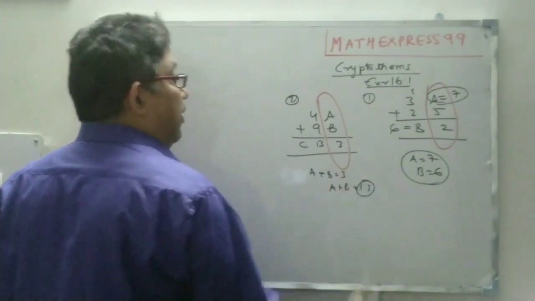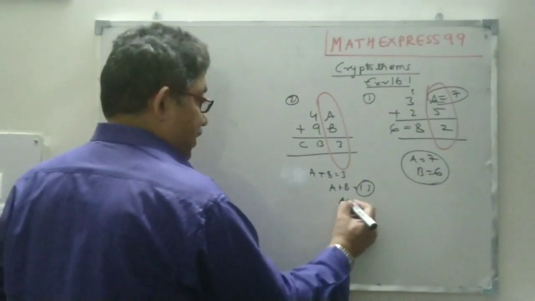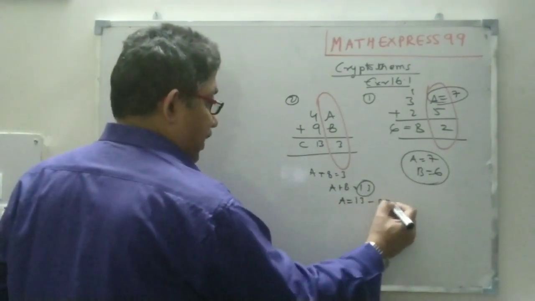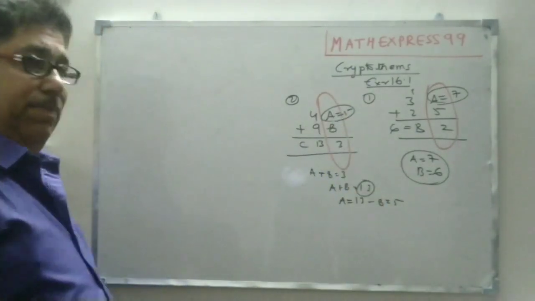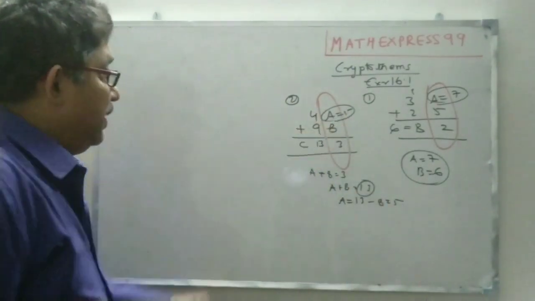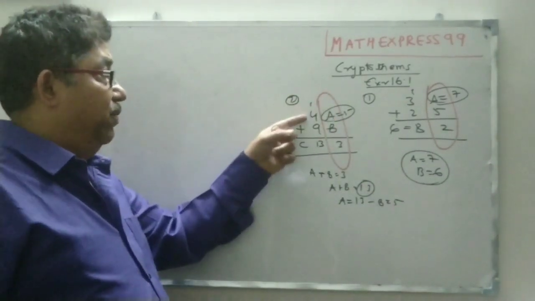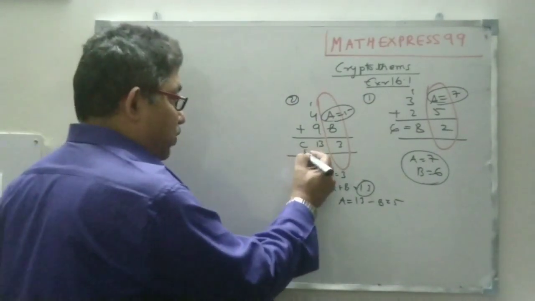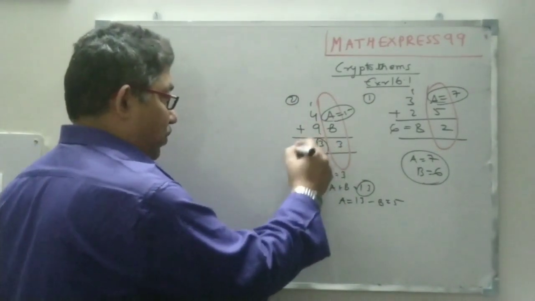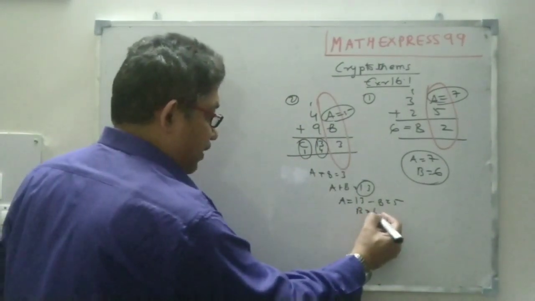So a plus 8 is 13, then what is a? A is 13 minus 8, that is 5. So I got the value of a. 5 plus 8 is 13, 1 is carried over. So 1 plus 4, 5, 5 plus 9, 14. So naturally this should be what? This should be 14. So a is 5, b you can see is 4, and c you can see is 1.